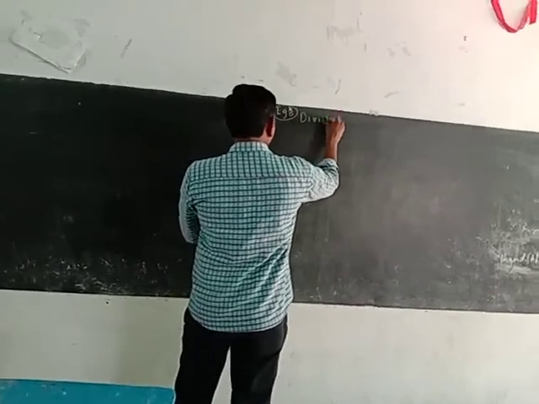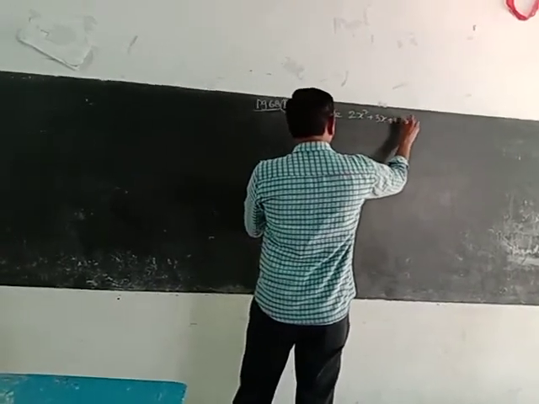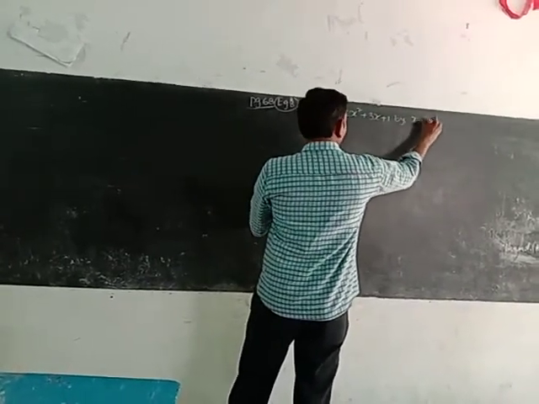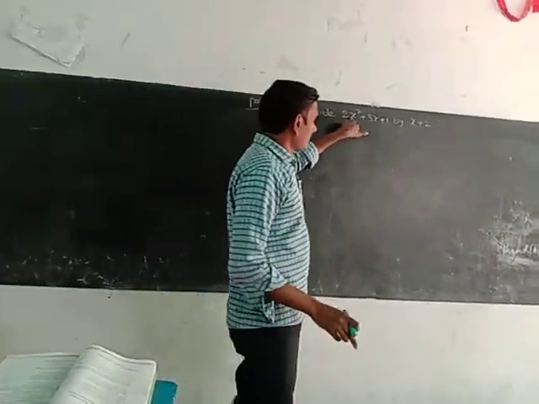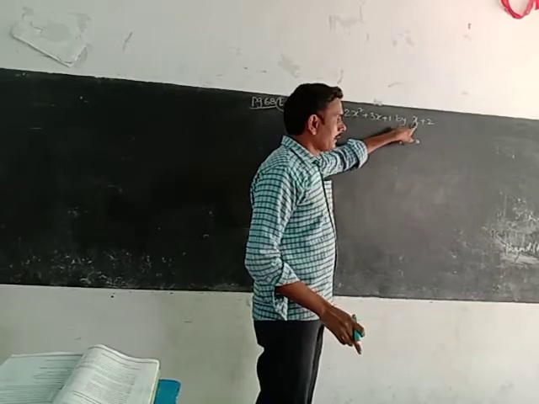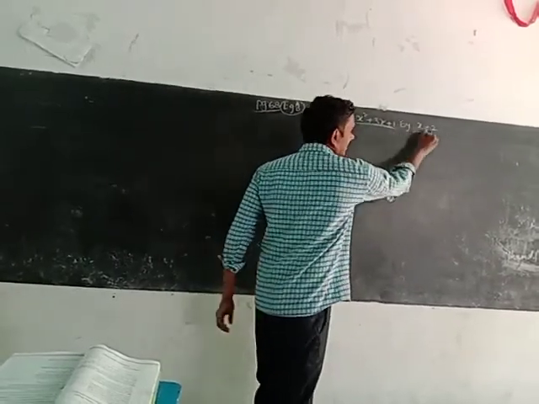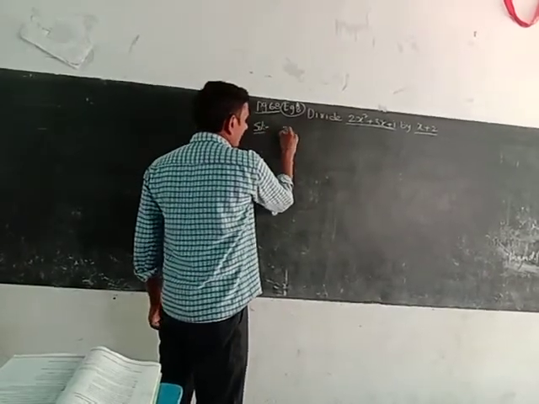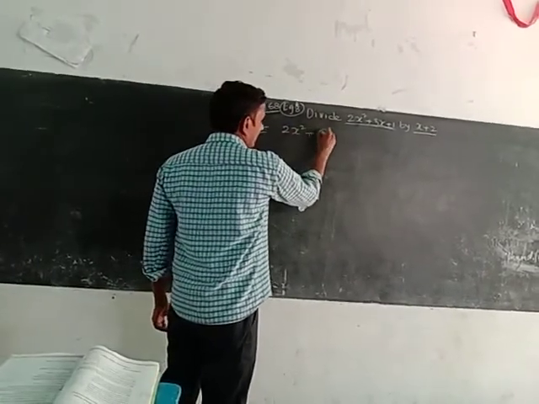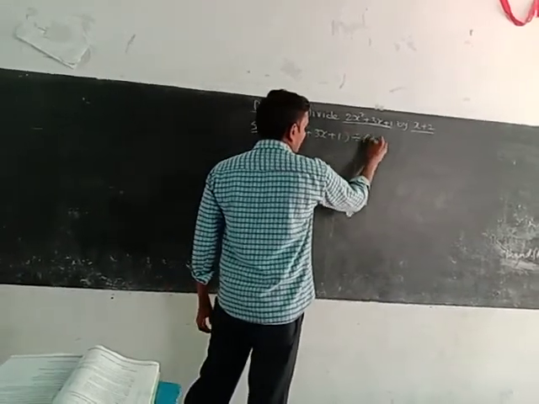Divide 2x square plus 3x plus 1 by x plus 2. This is the question. What is the question? Divide 2x square plus 3x plus 1 by x plus 2. This is the dividend. This one I want to divide by this one. Solution: 2x square plus 3x plus 1 divided by x plus 2.